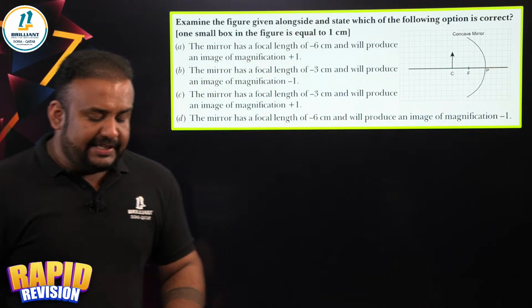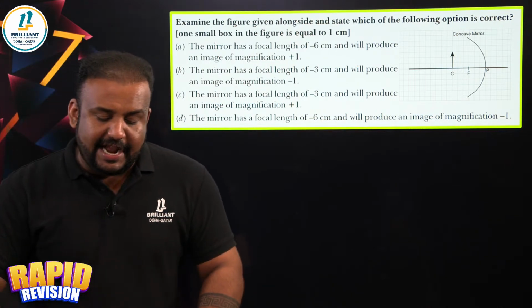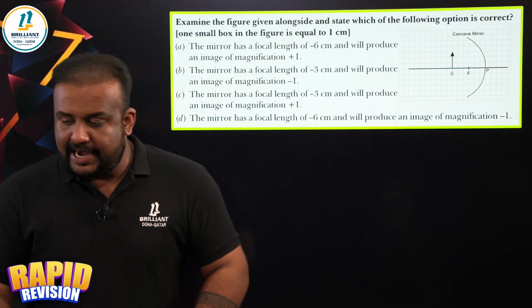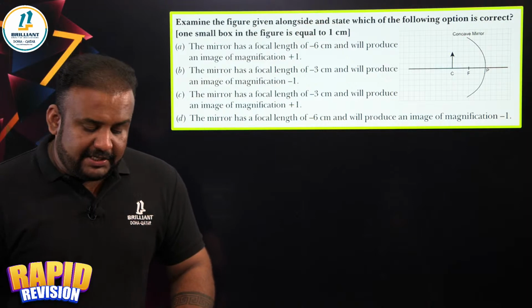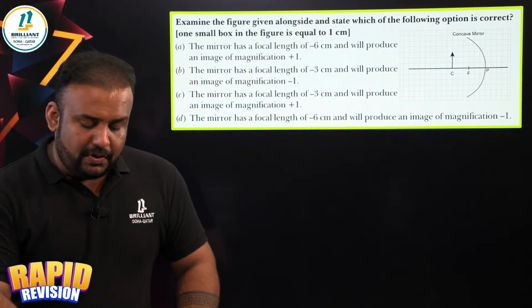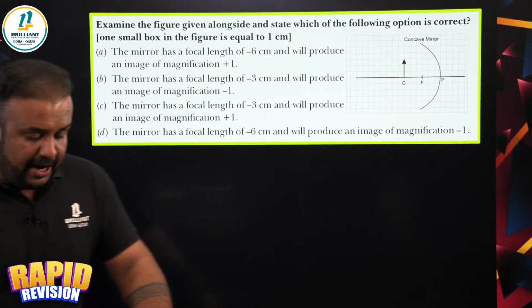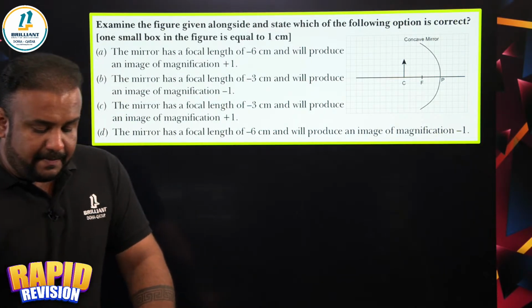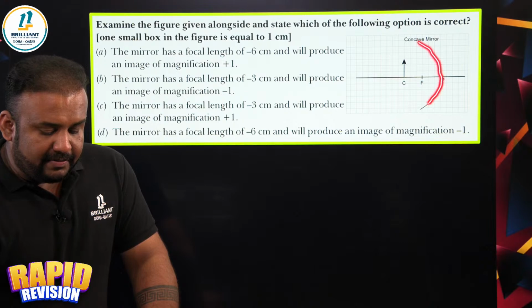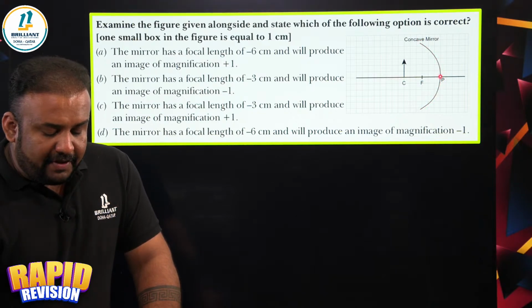The next question. Examine the figure given alongside and state which of the following options is correct. One small box in the figure is equal to 1 centimeter. I believe all of you can see the figure clearly. Please look into the figure. We have a concave mirror here. This is the pole of the mirror and one box is 1 centimeter.